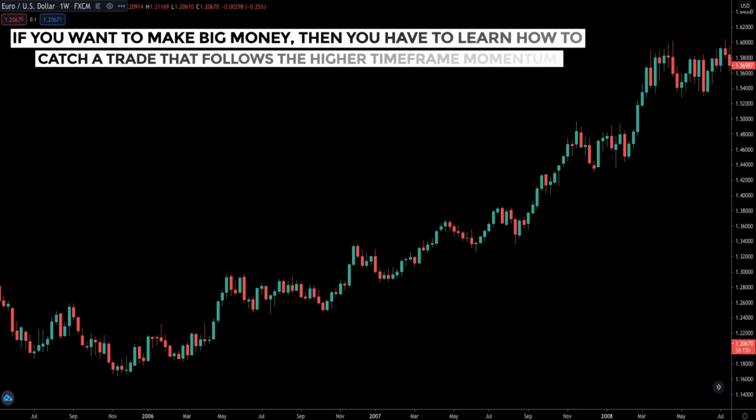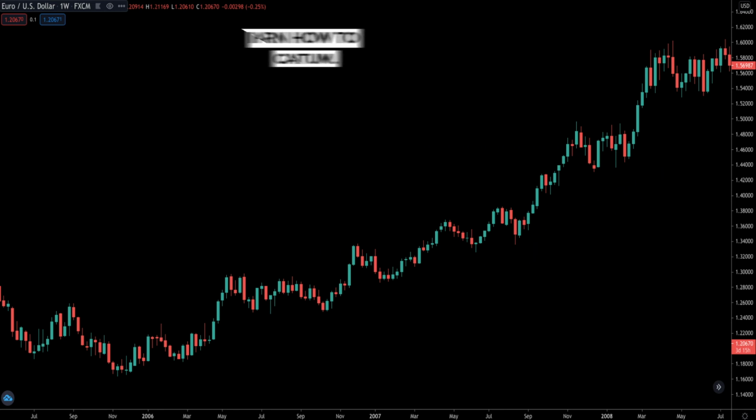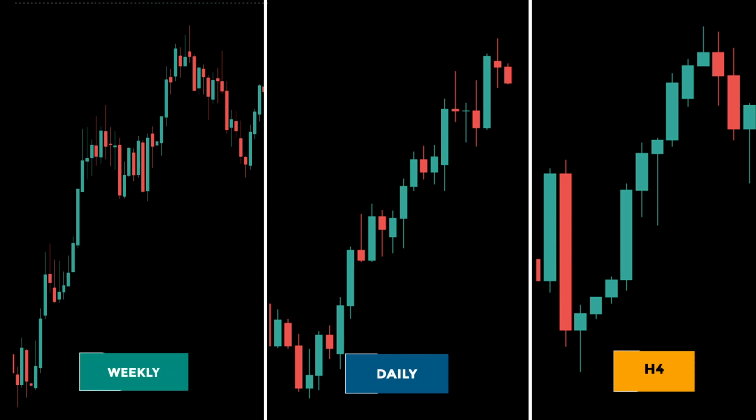If you want to make big money, then you have to learn how to catch a trade that follows the higher time frame momentum. Just think about it. Which do you think will make you more money?